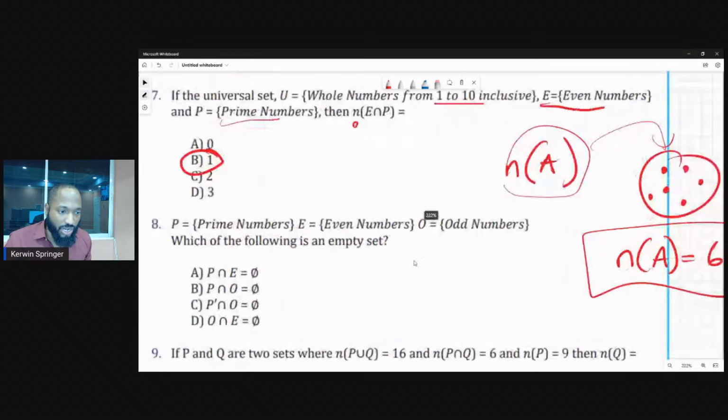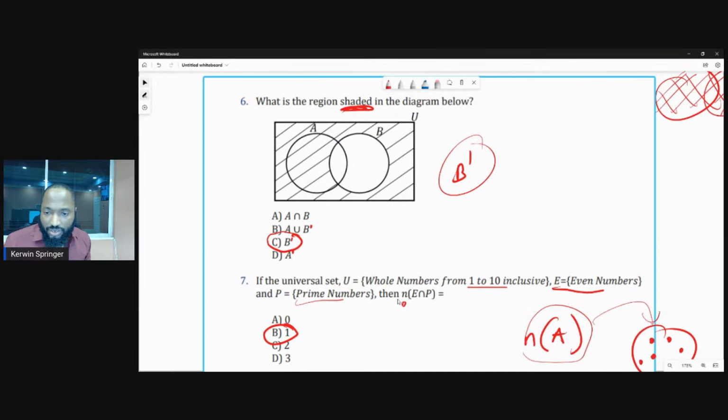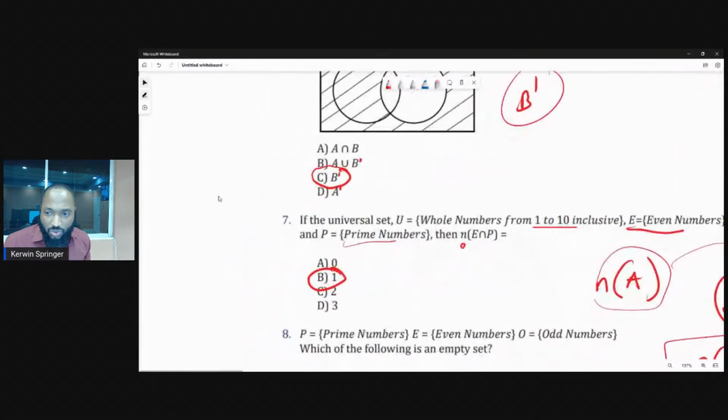Nice. So let's skip number 6. No, I answered number 6, B prime. I just didn't circle it. Everything outside of B. I say B prime, B complement. Everything outside of B. So you circle B and the number of elements that are even and prime. How many even prime numbers do we have? Just 1. And this is the whole numbers from 1 to 10 inclusive.